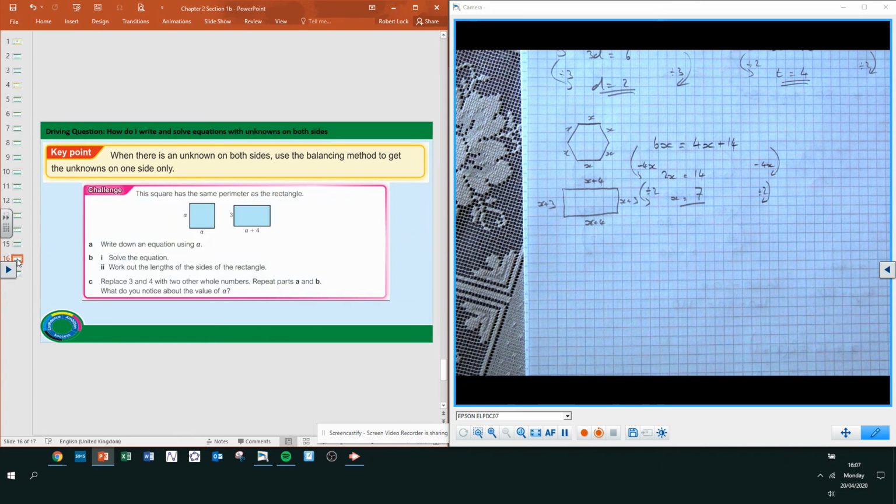Last question. The square has the same perimeter as the rectangle. A. Write an equation using a. B. Solve the equation. Work out the length of the sides of the rectangle. Replace 3 and 4 with 2 other whole numbers. Repeat parts A and B. What do you notice about the value of a? Pause and have a go. And when you're ready, here's the answers.